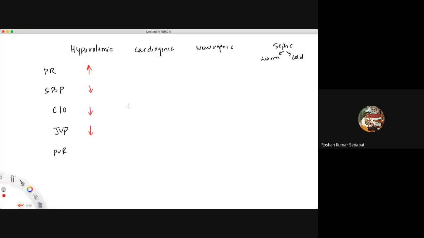Correct? Now, peripheral resistance? Increase, ma'am. Very good, because of the sympathetic compensatory mechanism, there's going to be increased peripheral resistance.